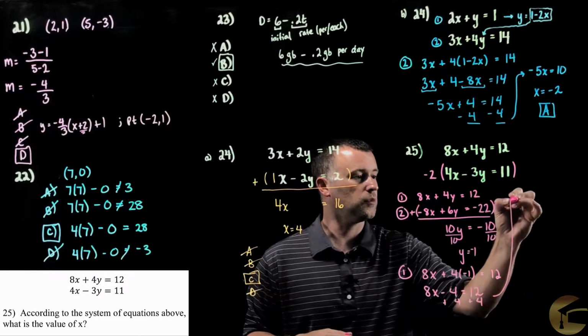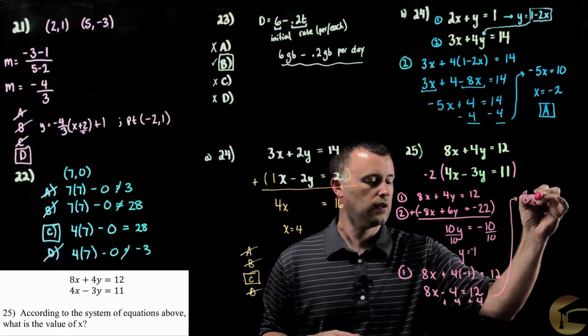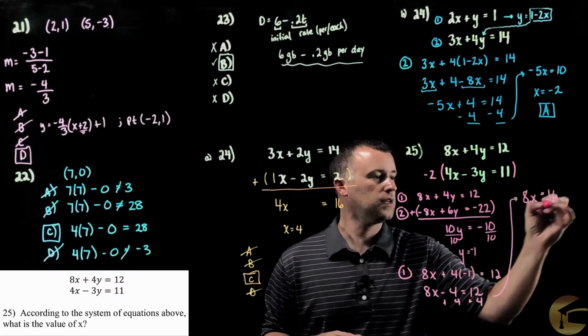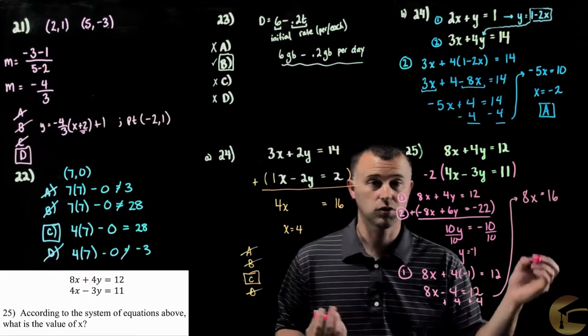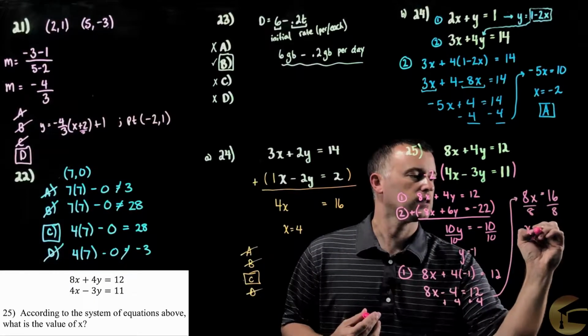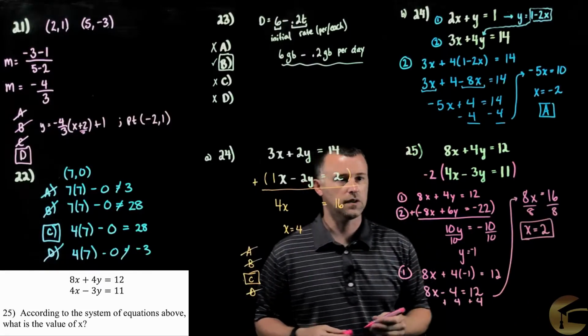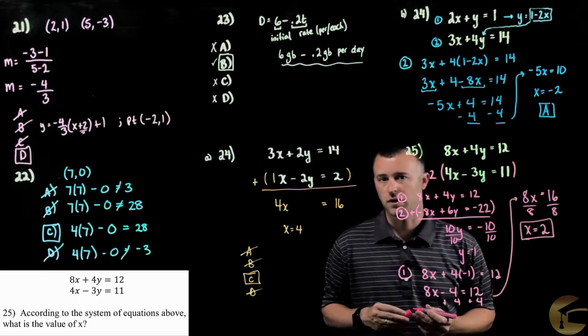Come up here, I got a little bit of space left. This is going to still be 8x on the left-hand side. 12 plus 4 is 16. So as you can see here, hopefully 8 times 2 is 16, or divide both sides by 8. But x is going to equal 2. And again, that's what we're looking for in this one. They want the value of x. So that's going to be our answer for number 25.